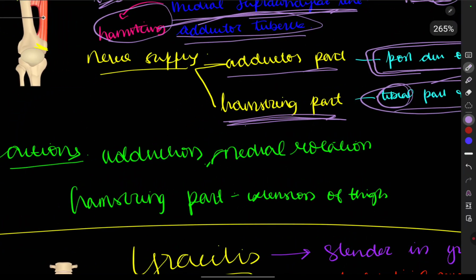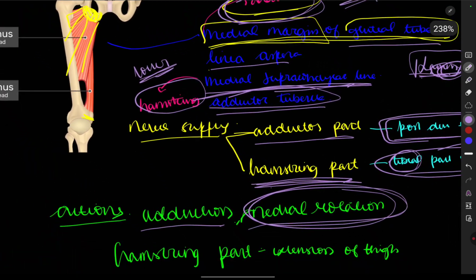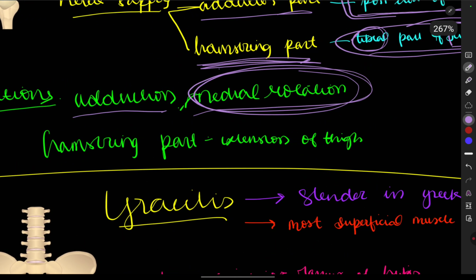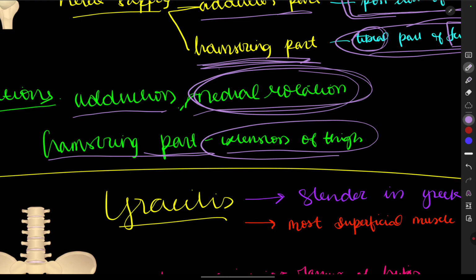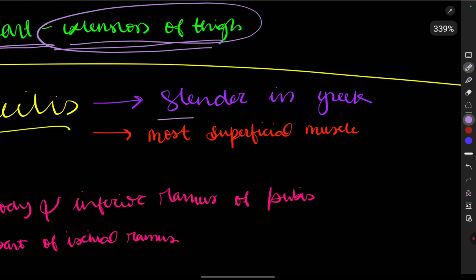The actions are of course adduction and medial rotation, okay? See, it helps in the medial rotation of the hip, medial rotation of the thigh. And the hamstring part helps in the extension. All the hamstring muscles help in the extension of the thigh, so the hamstring part will also help in the extension. Now seeing the gracilis muscle, it is a slender, okay?